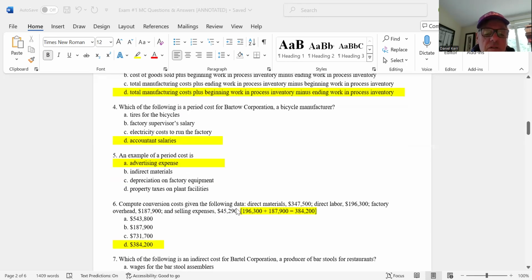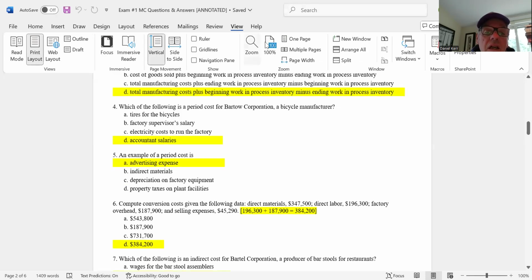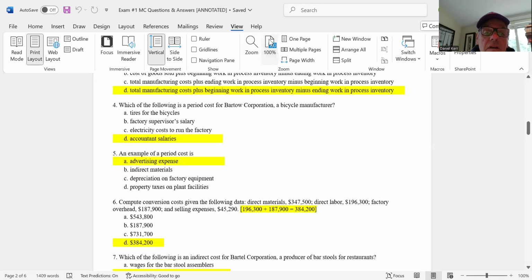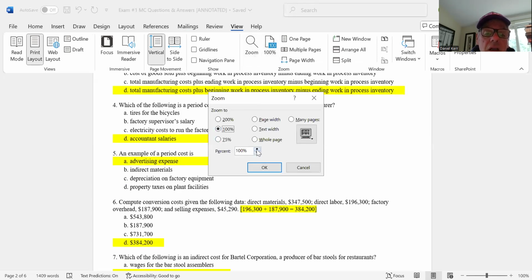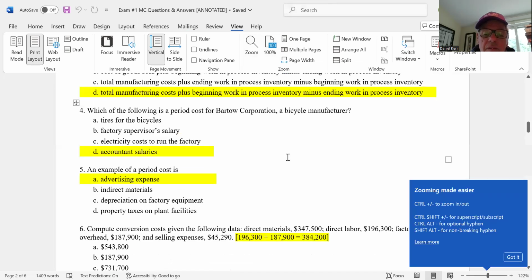Number 6, compute conversion costs. I can make this bigger. I thought I could make it bigger. Make it bigger. There we go. I made it bigger.